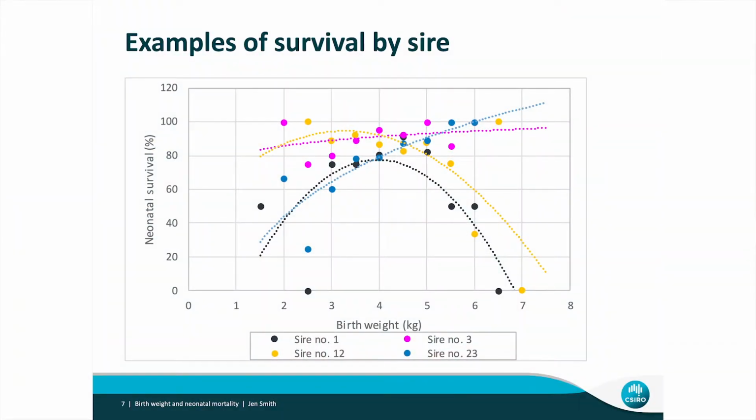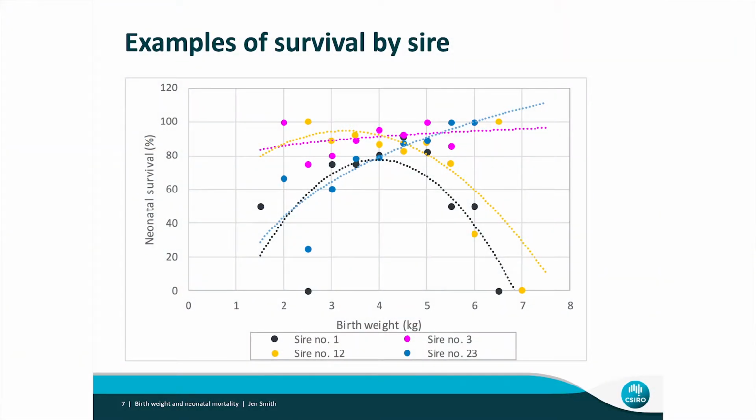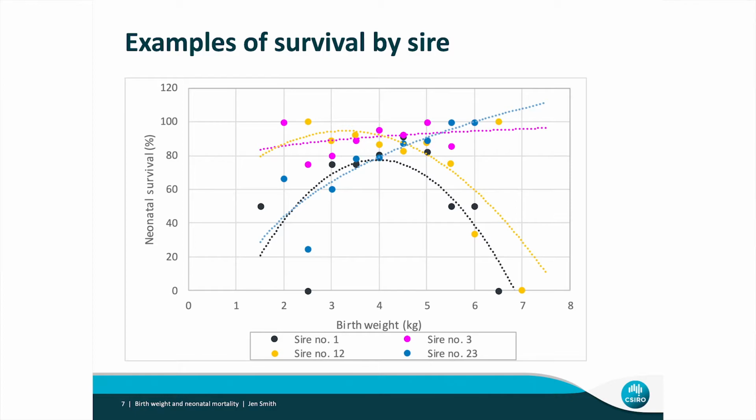We've done this exercise for every individual sire that we've mated in the MLP flock at Armidale, and this here is just an example of 4 of them to show you the different sorts of patterns that you see for different sires. So what we've got here is sire number 1, the black dots. He's one that's pretty average, so mimics that earlier curve that I showed you that is similar to most merino populations. If you then look at the yellow dots, which is sire number 12, that's a sire that had progeny that were quite high in birth weight, and as a consequence, a lot of those lambs died from dystocia.